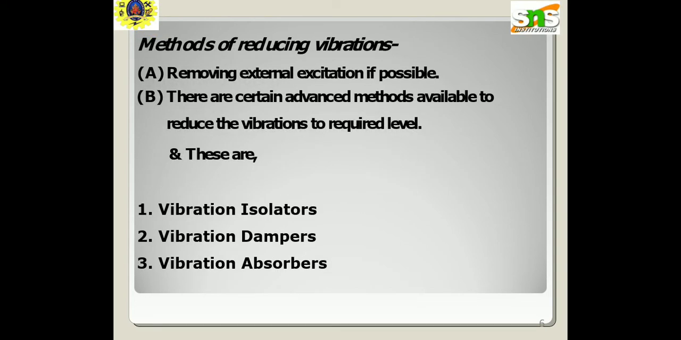Methods of reducing vibration: first, removing external excitation if possible. There are certain advanced methods available to reduce the vibrations to the required level, and these are: the first one is the vibration isolator, the second one is vibration dampers, and the third one is the vibration absorber.